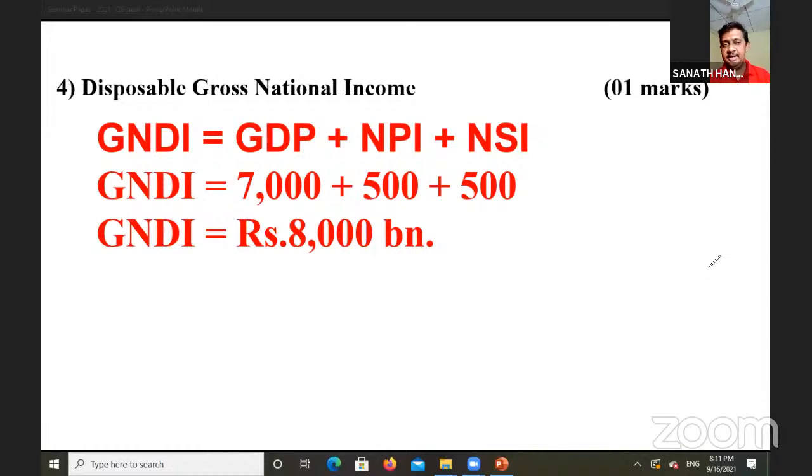NPI is net primary income, NSI is net secondary income. Net primary income means the difference between primary income receipts and primary income payments. Net secondary income means the difference between secondary income receipts and secondary income payments.